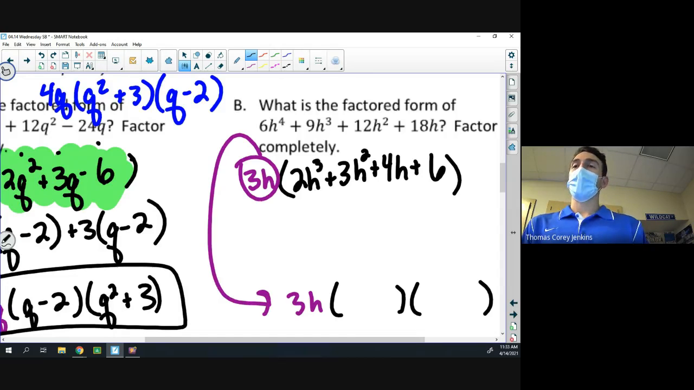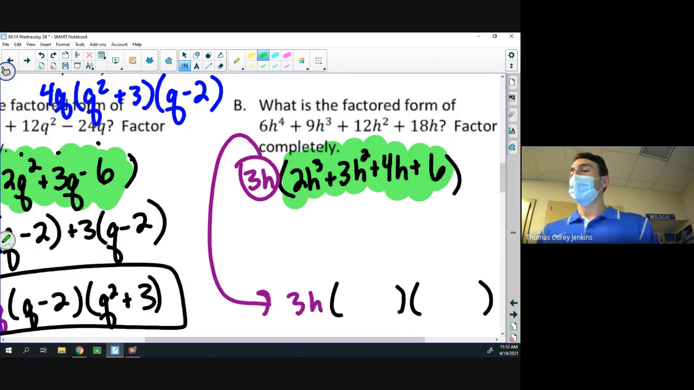And I'm going to give you a couple seconds to get ahead of me here and try to factor what's in the parentheses by grouping. So you're looking at the first 2, then looking at the last 2 to try to fill in what goes in our parentheses.